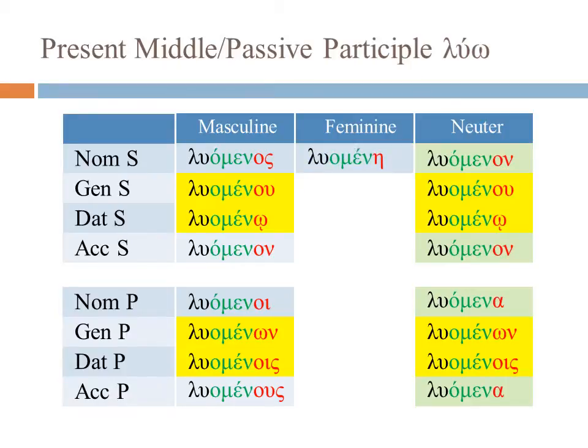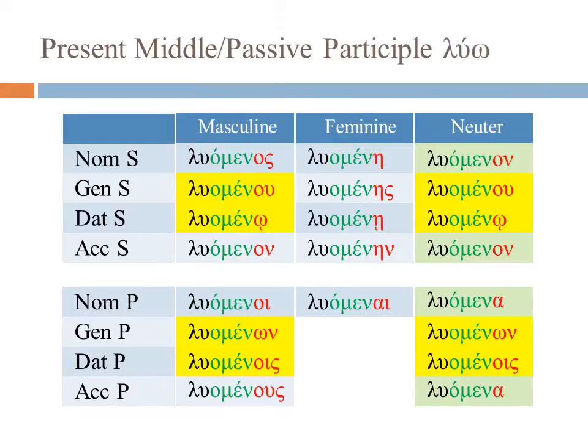Feminine, it's going to take eta endings in the singular. Luomene, luomenes, luomene, iota subscript, luomenen, nu all the way across for the accusative. The nominative plural is luomenai as opposed to luomenoi for the masculine. And then its genitive plural is, all genitive plurals are on.